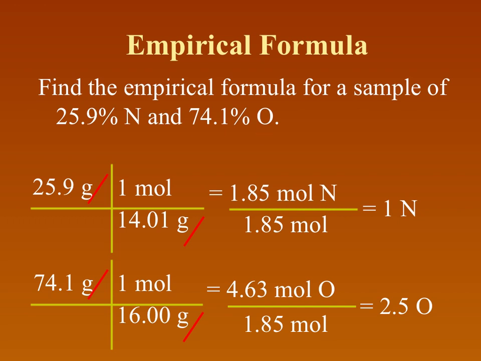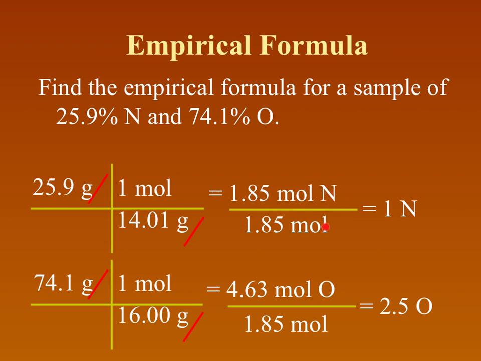Well, let's go ahead and say that we have 100 grams of whatever this compound is. If we have 100 grams of it, then that's 25.9 grams of our nitrogen and 74.1 grams of our oxygen. And that makes up 1 mole of nitrogen. Notice this is our stoichiometry with our mole conversion. 1 mole of nitrogen is 14.01. So that really means, our grams would cancel out, 1.85 moles of nitrogen, right?